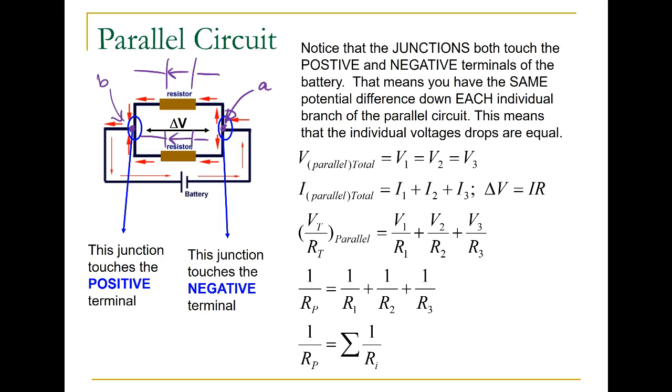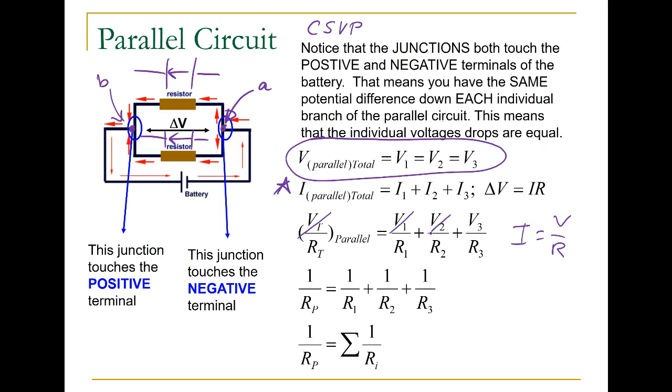Where we're going to start with our derivation is this step, that the total current going into this branch is I1 plus I2 plus I3, if we had 3 branches. Ohm's law says V equals IR. So I rearrange that to get I is V over R, and I plug it in. So VT over RT equals V1 over R1 plus V2 over R2 plus V3 over R3. And then we use the fact that in parallel, the voltage is the same. Remember CSVP: voltage is the same in parallel. So VT, V1, V2, and V3 are all the same thing, and they cancel out.